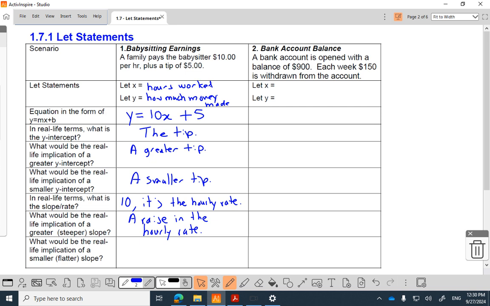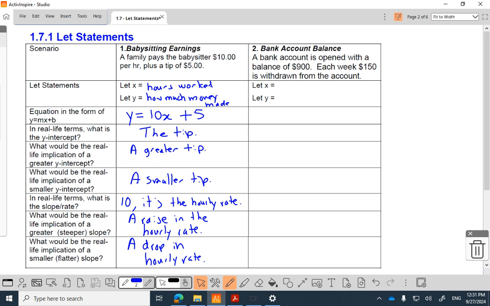And what about a smaller slope? What if you had a smaller rate, Peter? A drop in hourly rate. Okay, well that's the lesson. But I'm going to do it 3 times in a row to make sure we've looked at different scenarios. All I'm going to do is do the same thing in a different scenario.